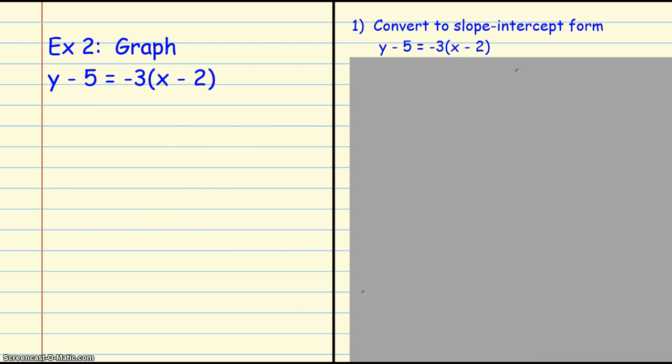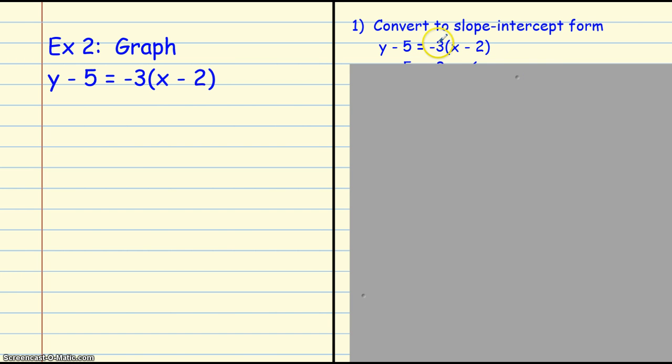All right, let's get to example number 2. Again, we're going to graph, and now our equation looks like y minus 5 equals negative 3 times the quantity of x minus 2. Again, we want to convert it to slope-intercept form. We need to get this y all by itself. Before we can get rid of this minus 5, we need to get rid of the parentheses on the other side, and we're going to do that by distributing.